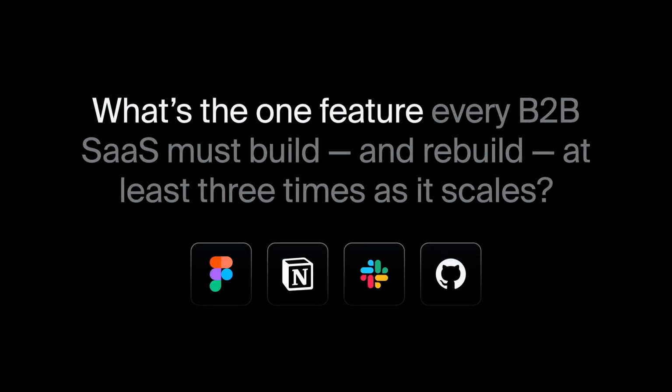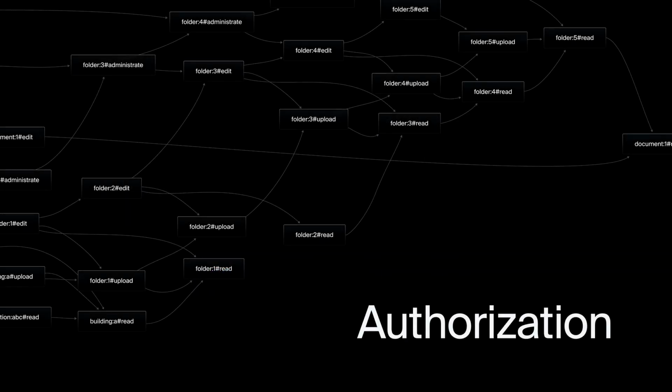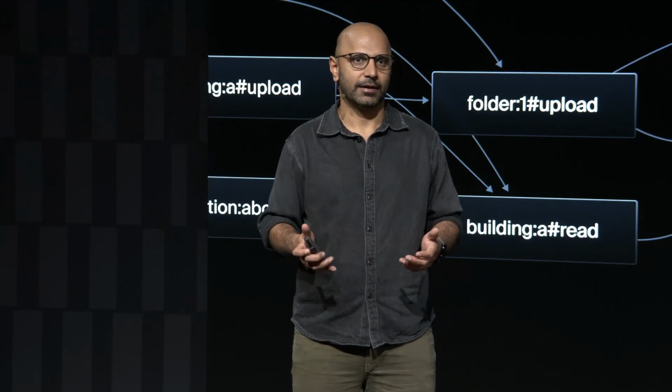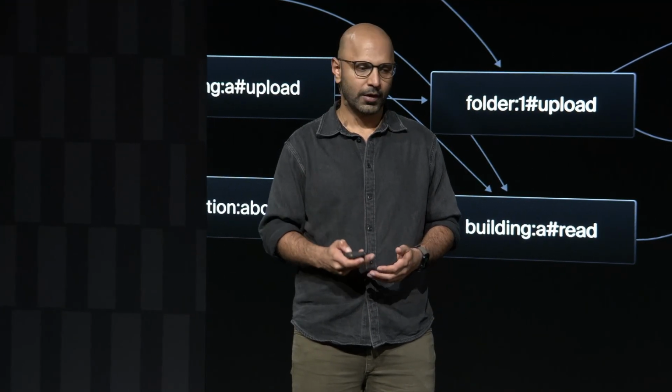Now, before I tell you what I'm going to talk about, I'd like to start with a question. What's that one feature every single B2B SaaS application must build and rebuild at least 3 times as it scales? It's authorization, the feature that quietly powers every single button click, every API call, and every enterprise deal. And the bigger your customers get, the harder it becomes to get it right.